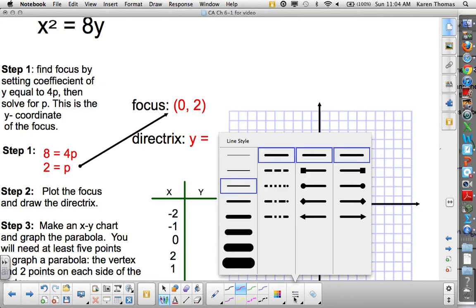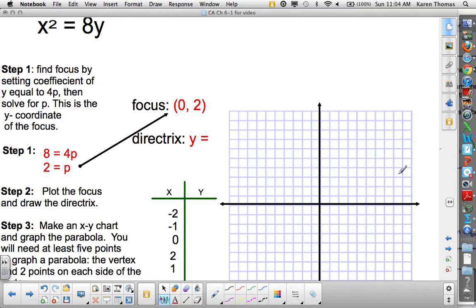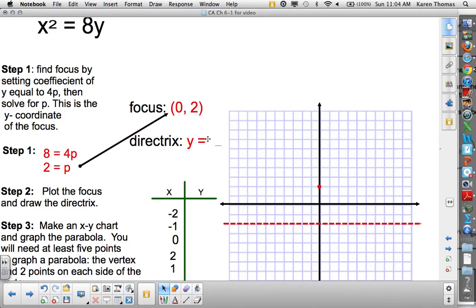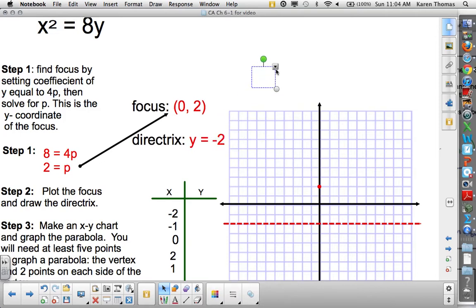Make sure it's red on a nice big point here. I said it was at (0, 2), so I plot it right here on my axis at (0, 2). And then I'm going to draw my directrix, which I know is y equals negative 2, because it's just the opposite of p. y equals negative p. My focus is (0, p).